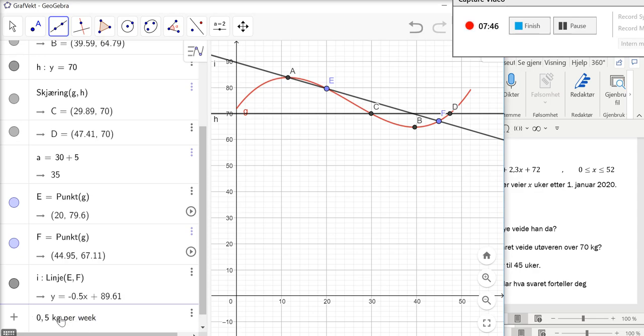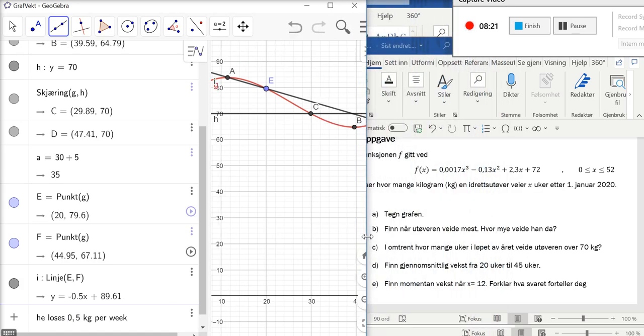So the answer here is 0.5 kilogram per week on average. Minus, right? He loses 0.5 kilograms per week. So just find the 2 points, 20 weeks, 45 weeks, draw a line, right click and choose y equals ax plus b, and look at the slope, stigningstal. That's the answer. That's what he loses on average here. So that's the answer on D.